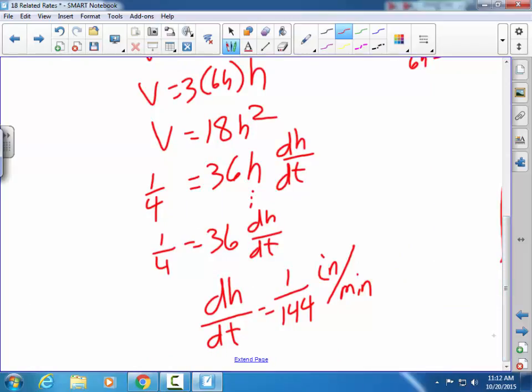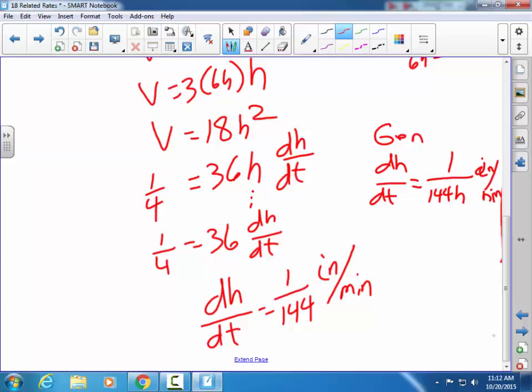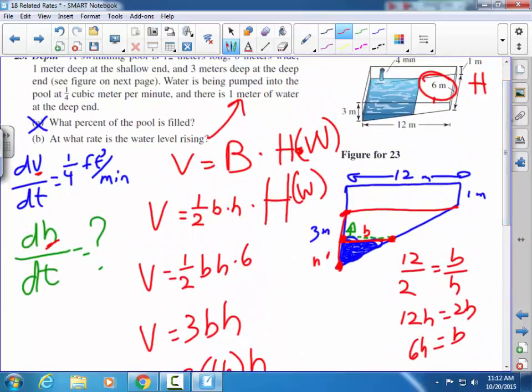She said if we didn't know what H is, a generic form for this would be dH over dt equals 1 over 144 H inches per minute. So that's just a generic formula that you could use to find dH over dt for any given time in this problem here. Well, you say like it's 1 meter of water deep end, so that means the height is 1 meter? Yes, that means the height is 1 because there's 1 meter of water down here. So the height of the water is just 1.